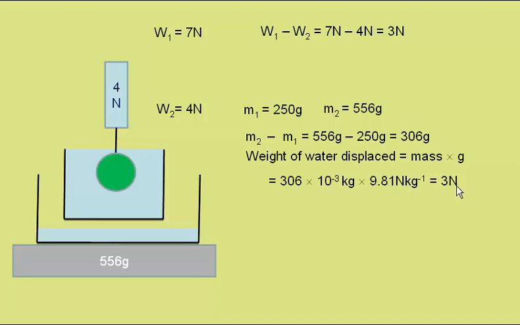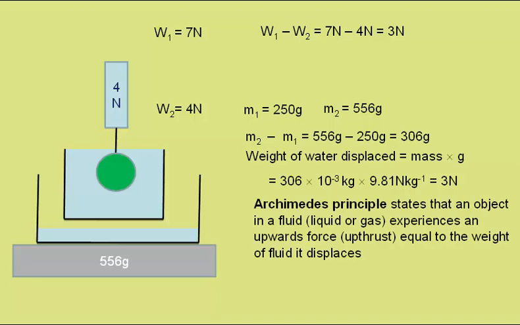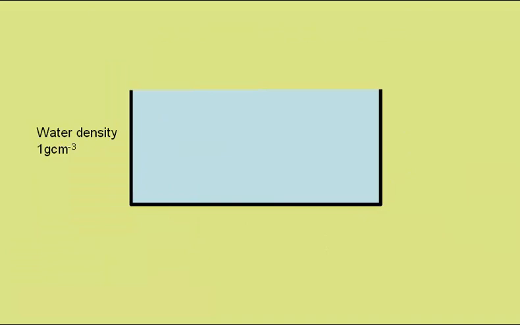of 3 newtons. This then gives us Archimedes' principle, that an object in a fluid, which is a liquid or a gas, experiences an upwards force, which we call upthrust, and this is equal to the weight of fluid it displaces. Now to look at why some objects float while others sink.